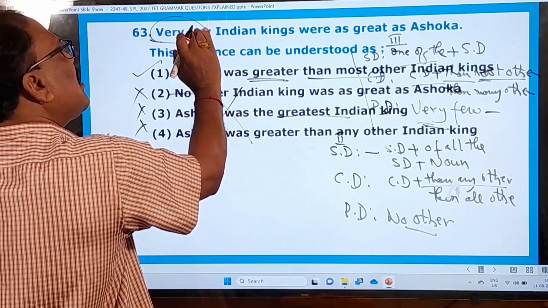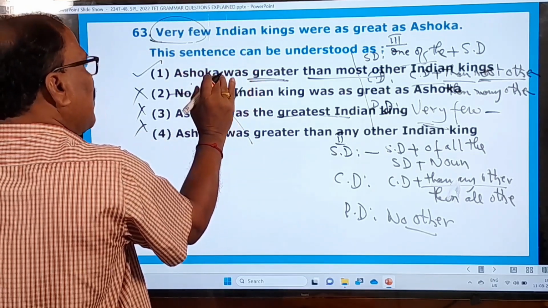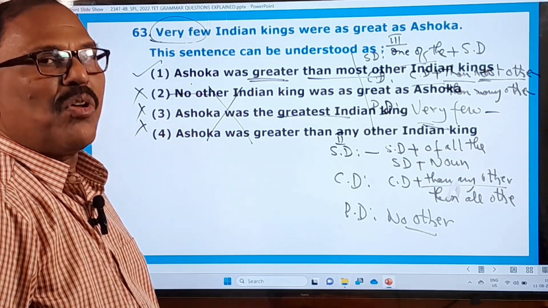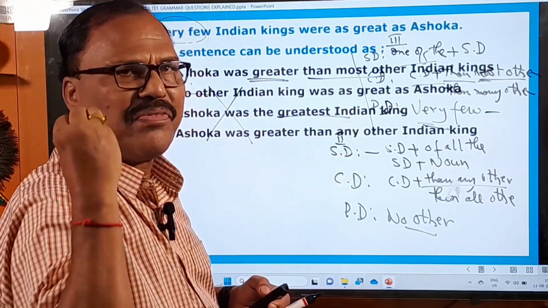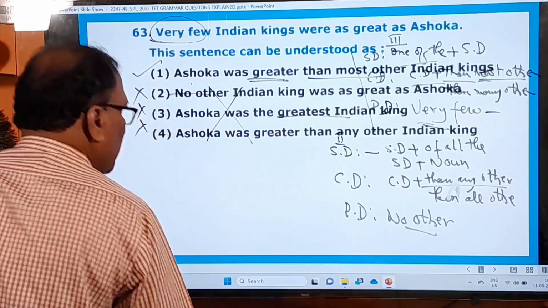But here the question is given in the third method. So the relevant third method comparative is this one only. That's why the first one is correct and all other options are wrong. This is how you have to understand. Keep all these three methods in your mind. It is very easy. Right. Now let's go to the next question.